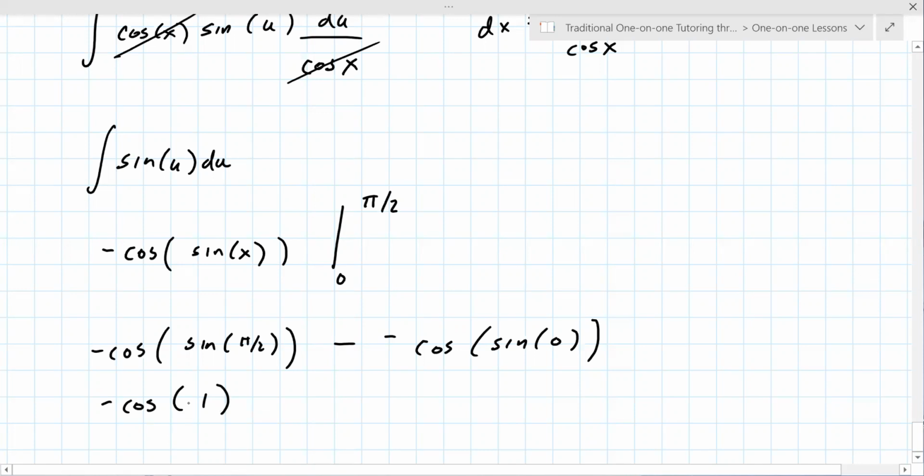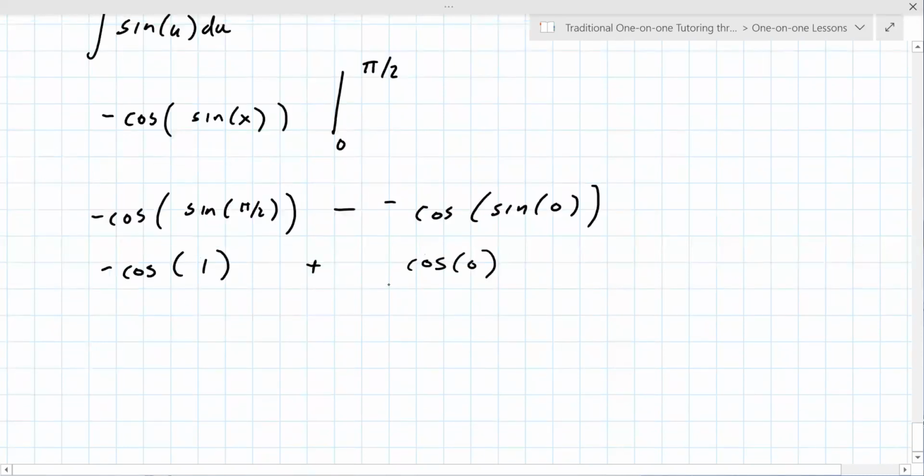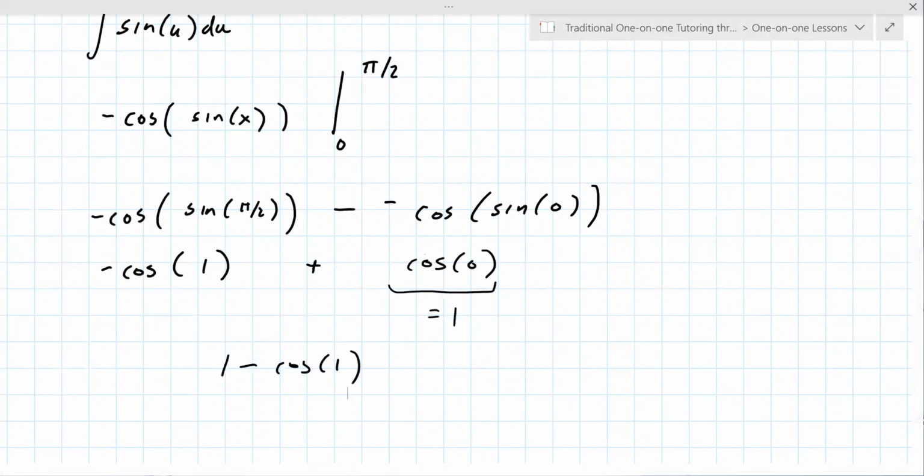That's right. And cosine of 1, we don't know. We just call it that value. Sine of 0 is 0, so cosine of 0. Okay, so then it's cosine of 1. Wait, we just keep it like that. Cosine of 0 though is 1. So you would write 1 minus cosine of 1 as your final answer. Cosine of 0 is 1, so then that's plus 1. So 1 minus cosine of 1. Okay.